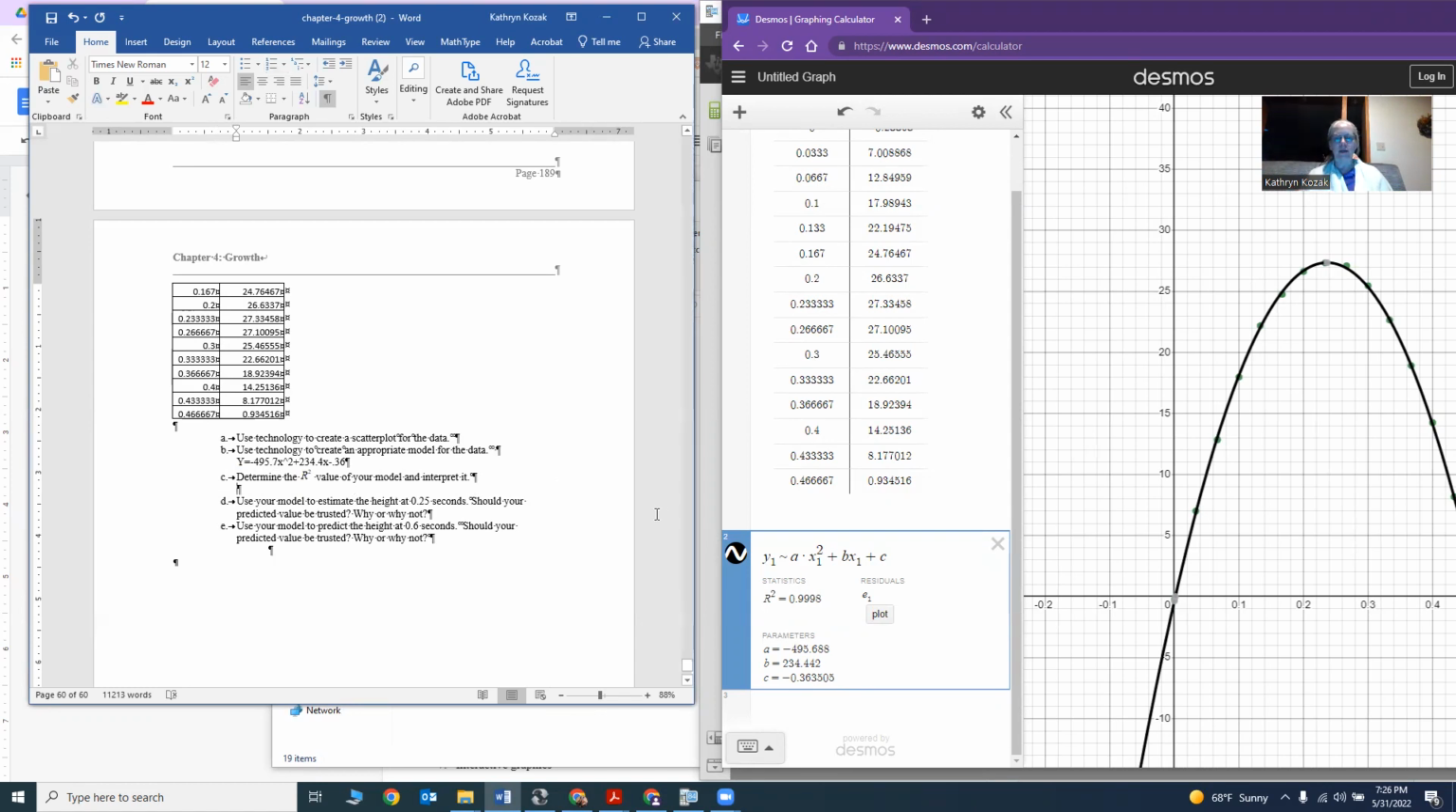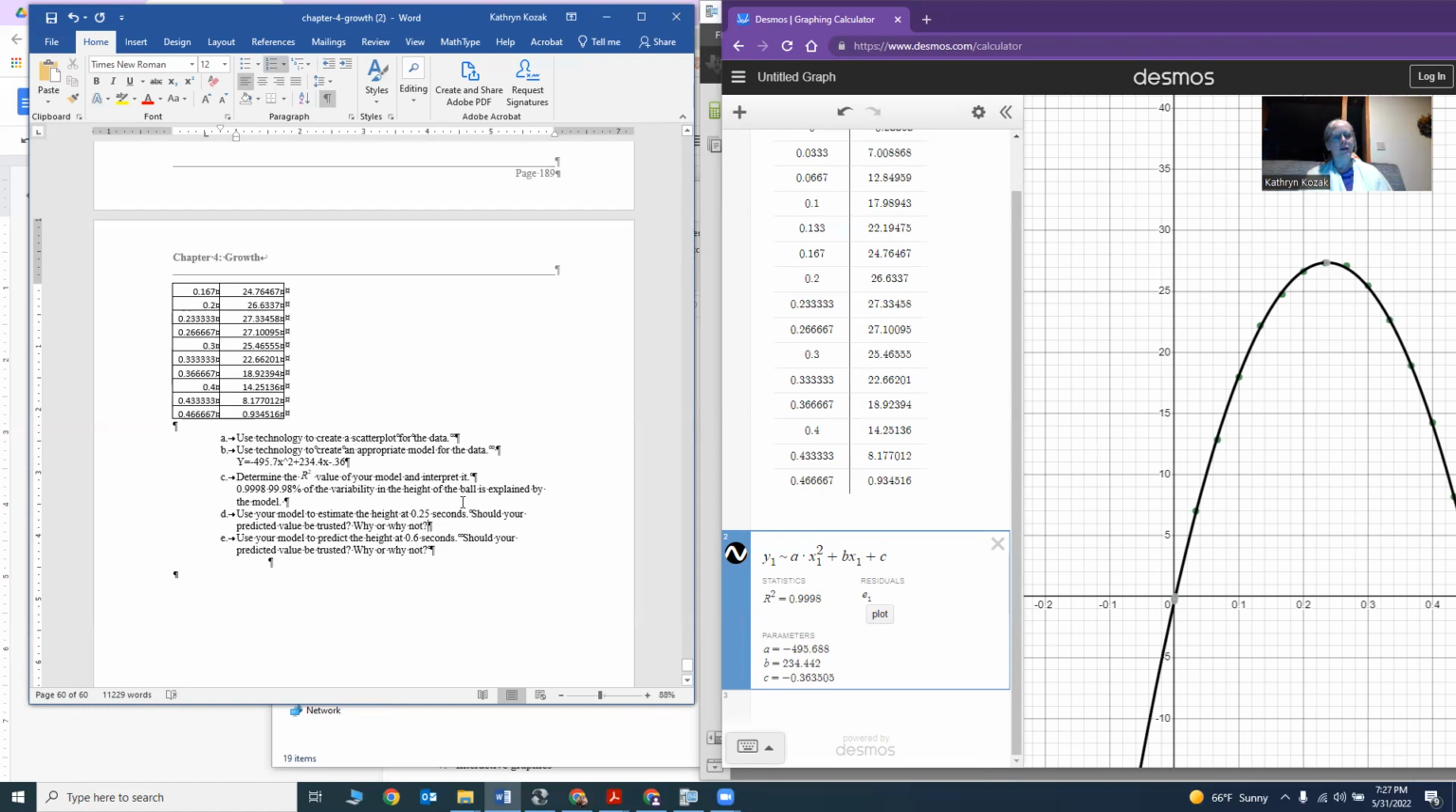I want to determine my r squared value. Desmos gives it to me. It's 0.9998. And what that means is 99.98% of the variability in the height of the ball is explained by the model. So there's not a lot left over. That doesn't explain why it does what it does. That's physics that would explain that. But at least it gives you an idea of how I can predict what the height is from what time it happens to be somewhere.